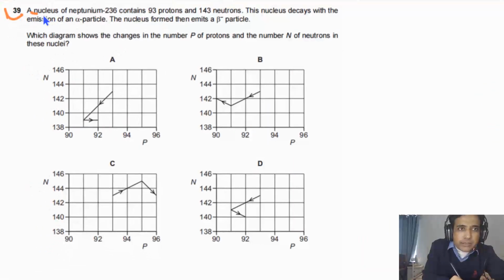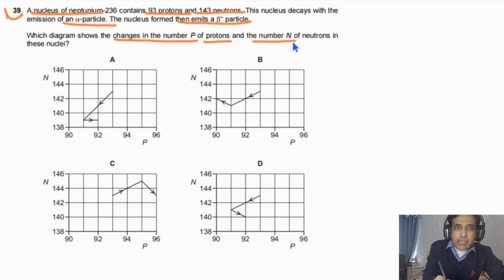Question 39 says, a nucleus of neptunium 236 contains 93 protons and 143 neutrons. This nucleus decays with the emission of an alpha particle. The nucleus formed then emits a beta minus particle. Which diagram shows the changes in the number p of protons and number n of neutrons in these nuclei? For this question, first of all, we need to understand the alpha particle. It consists of 2 protons and 2 neutrons.